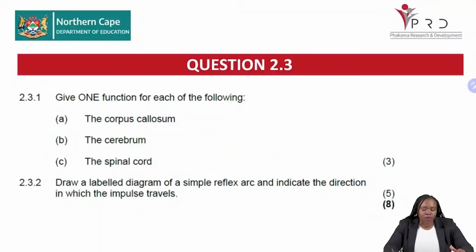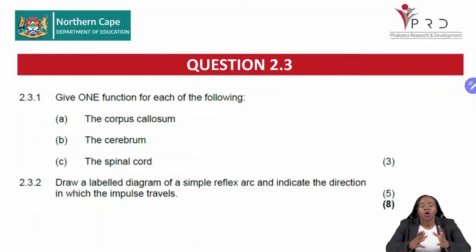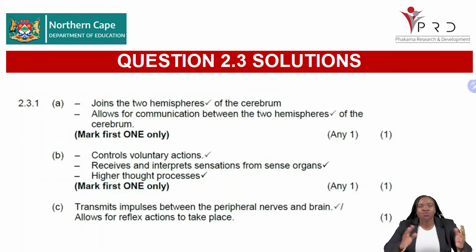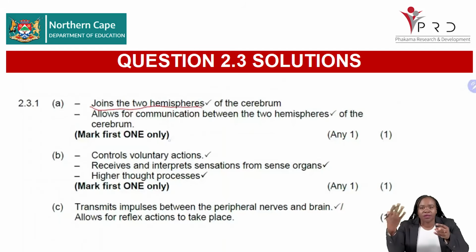So with the corpus callosum, which is what we are seeing here, this is the part that is responsible for having that connection between the two hemispheres of the cerebrum. The cerebrum, remember, is divided into two hemispheres. So it joins the two hemispheres of the cerebrum together, and it allows for communication between those two hemispheres. Right. Okay. So you're able to see that where there's this part, that is where there's the right hemisphere on the other side and the left hemisphere on the other side. So only one mark here.